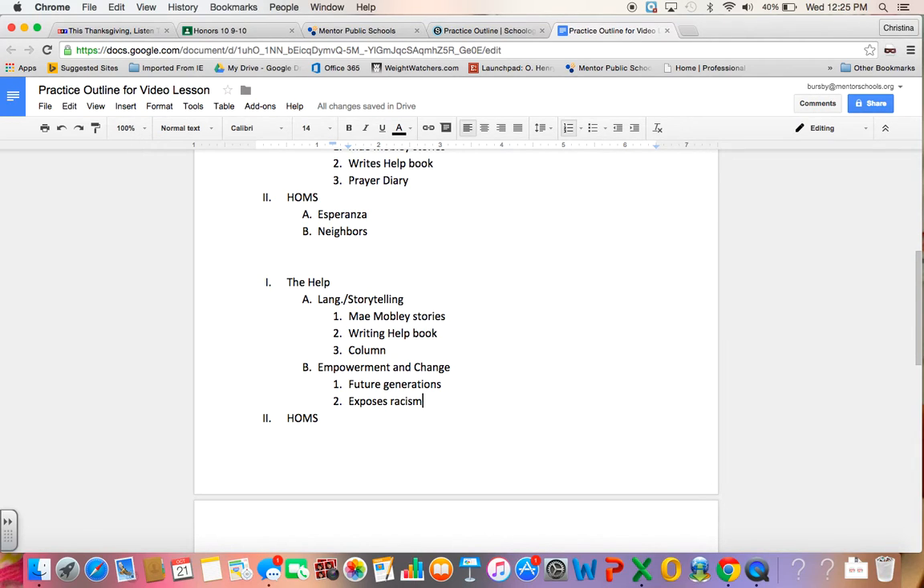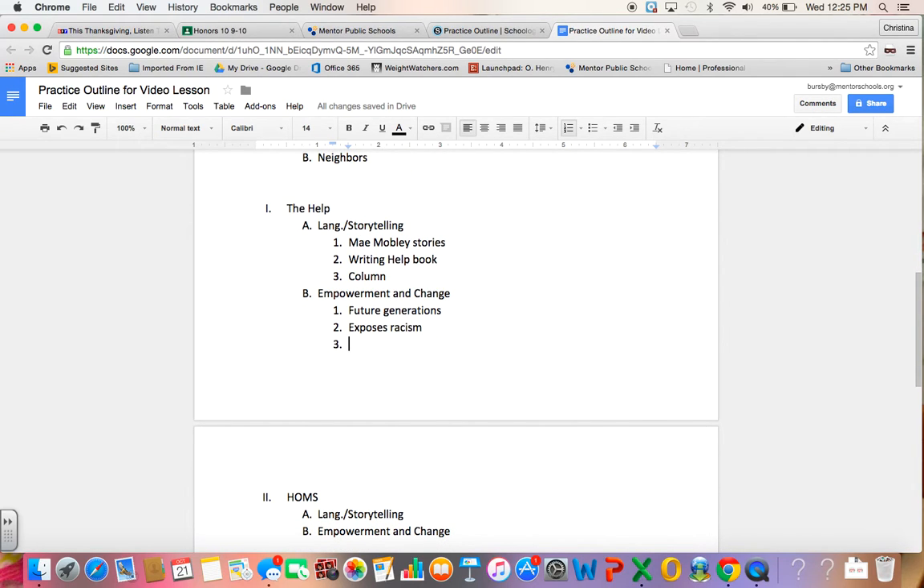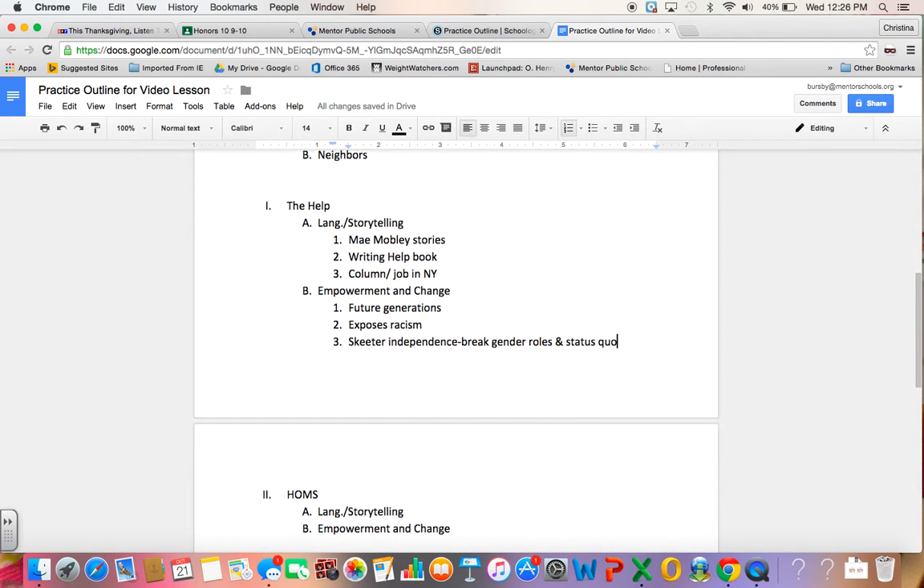treated poorly. Okay, and then individually, Skeeter is able to find independence because she has her column and her job in New York. Okay, she's able to break those gender roles. Okay. So basically that's how you would organize it.